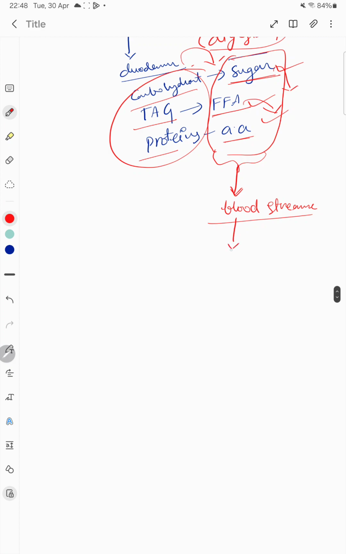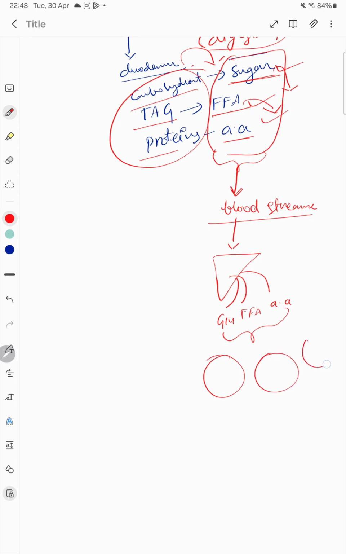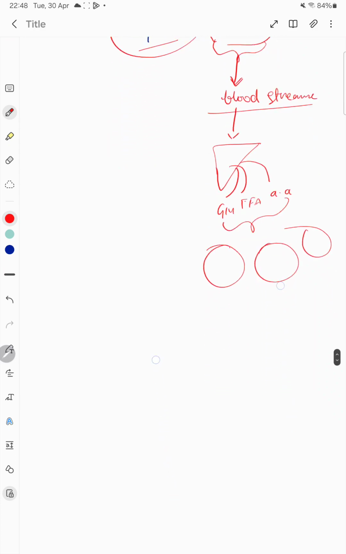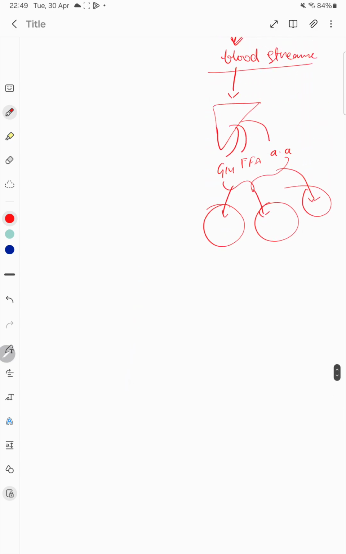From the bloodstream, they enter into the liver. Then the liver distributes all these three ingredients called glucose, free fatty acids and amino acids. These three start entering into the cells. There are many mechanisms through which these molecules enter into the cells, but as I already told you, this session is not about the flow of molecules into the cells.